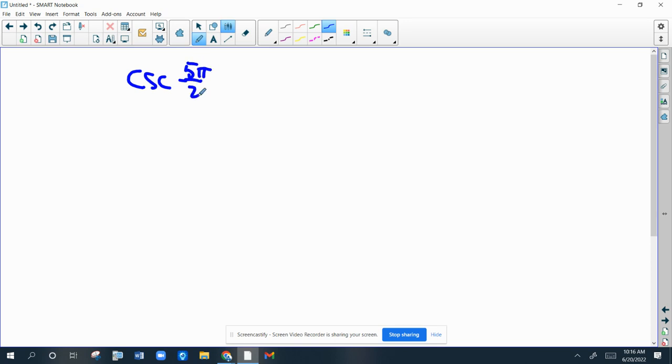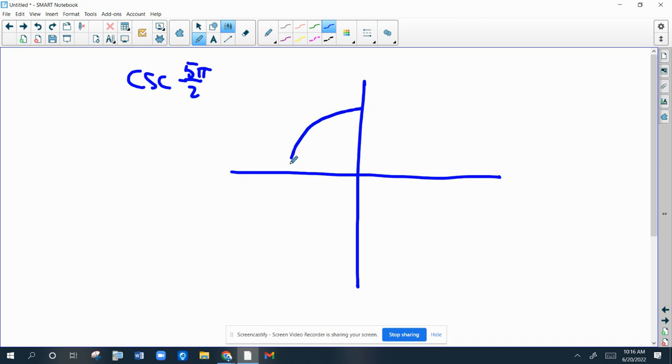So cosecant of 5 pi over 2. To get to pi over 2, you could make this pi over 4. I'm going to do that. I wouldn't, but I'm going to because I can. You could also make it pi over 6. I wouldn't, but you can. So let's say we wanted to use the pi over 4 circle. You just multiply by 2 over 2.